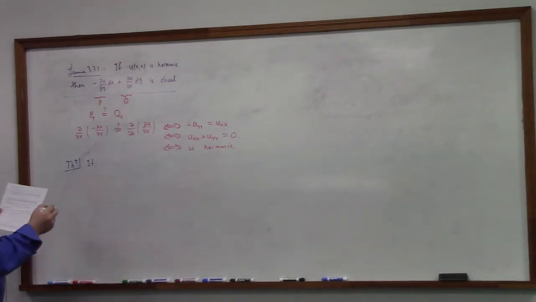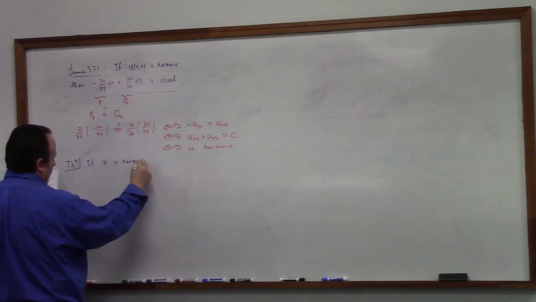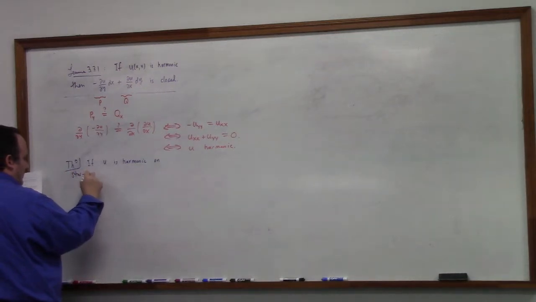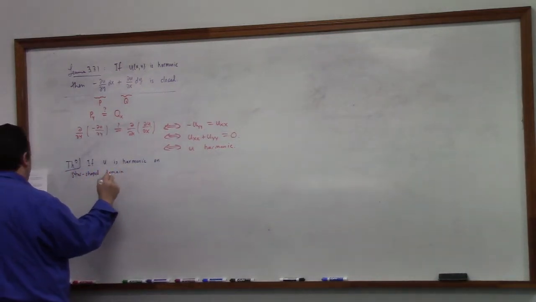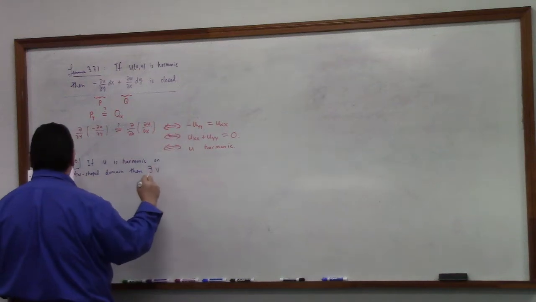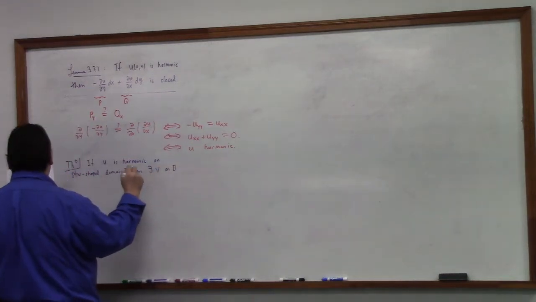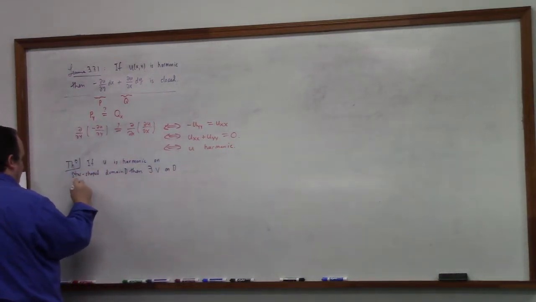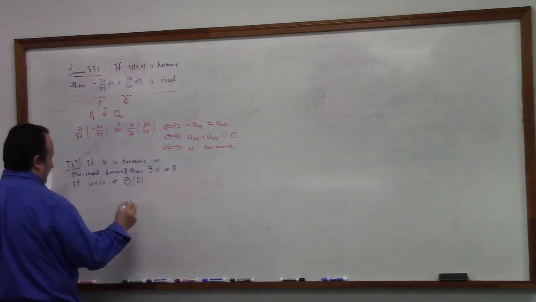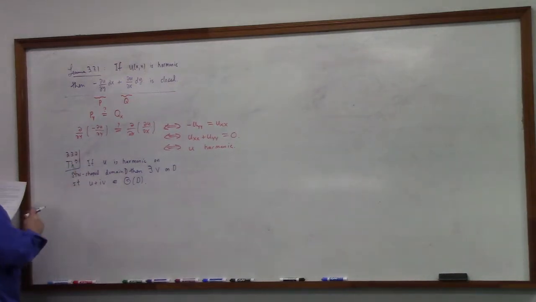Here's the theorem that we're supposed to do. If u is harmonic on a star-shaped domain D, then there exists v on D such that u plus iv is holomorphic on D. This is theorem 3.32. All right.